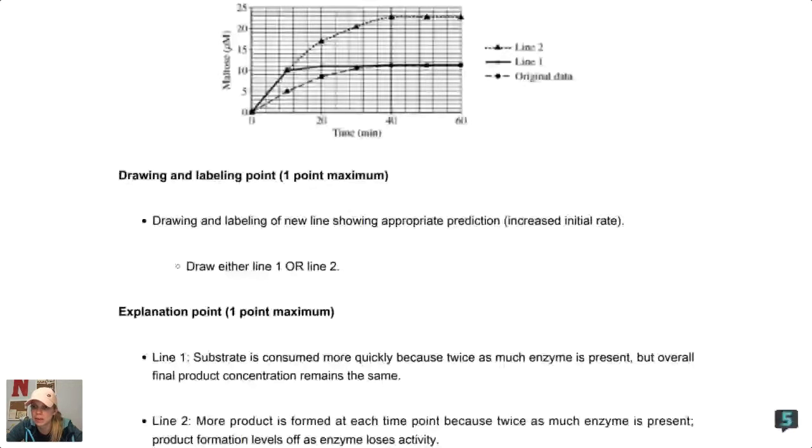Yep, I see that from a couple of you. Or you could say more product is formed at each time point because twice as much enzyme is present. The product formation levels off as the enzyme loses activity. That would be if you put line 2. That's the other one. Yeah, good job, y'all. Y'all did good on this question.